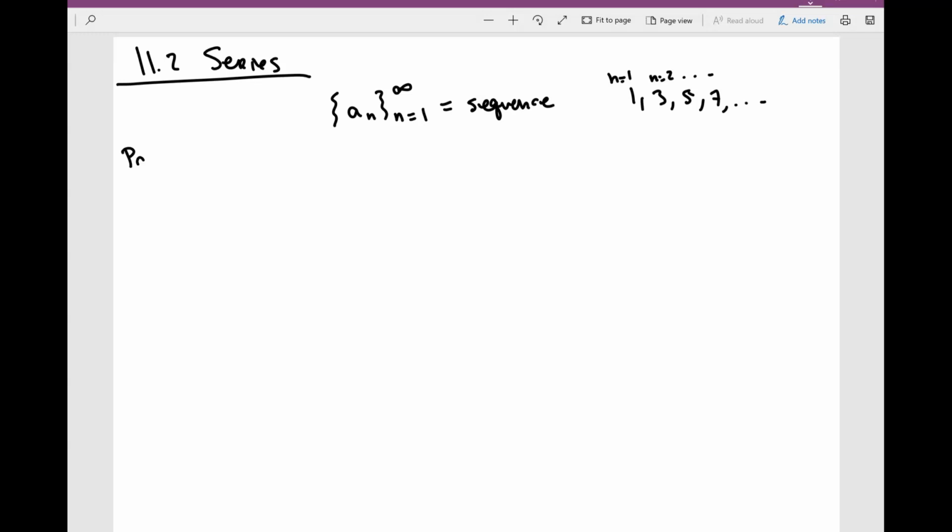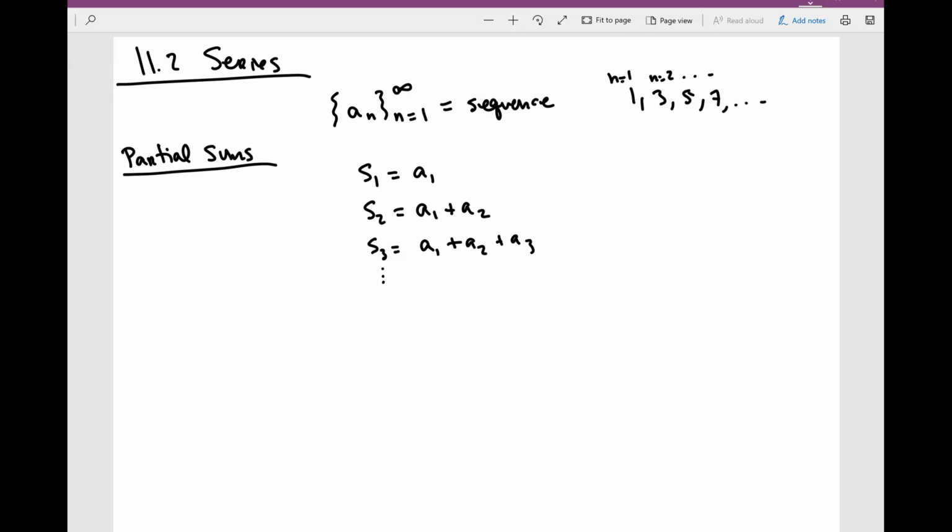And what we're going to be looking at now is series, which we're going to build from partial sums. Basically, a partial sum is me adding these terms of the sequence together. If I take the sum of the first term, it's just going to be a1. s2 is the sum of the first two terms, a1 and a2. s3 is the sum of the first three terms, a1, a2, and a3. All the way until I get to the nth term, which is a1 plus a2 plus a3, all the way until I get to the last term, an.